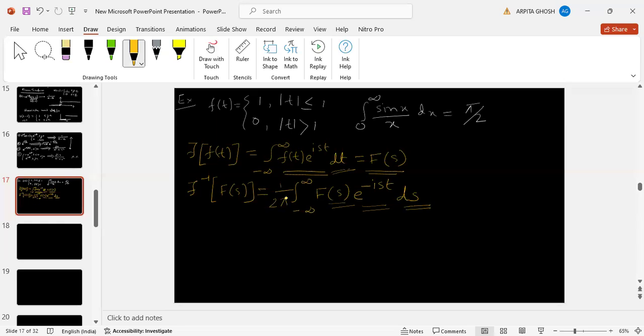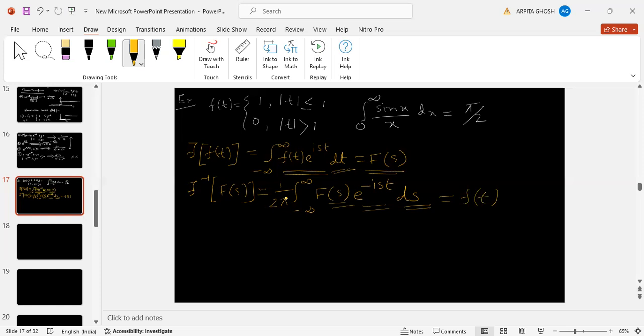It will be root 2 pi, ma'am? No, it won't be root 2 pi, I am saying. This is 1 by 2 pi, integral from minus infinity to plus infinity of F(s) e to the power minus ist ds. Integration is now with respect to s, so this is free from s and it is a function of only t. Now, either we use this set of formula where here you are having no constant, the constant is 1, and in the inversion formula you are having the constant 1 by 2 pi.